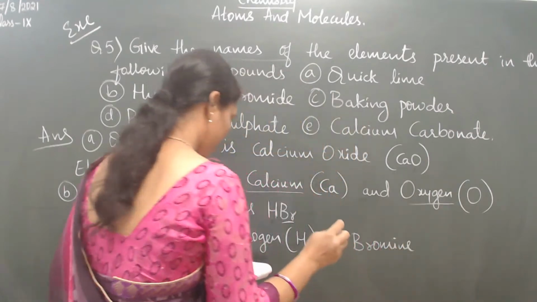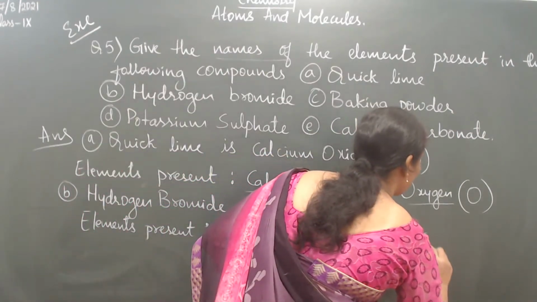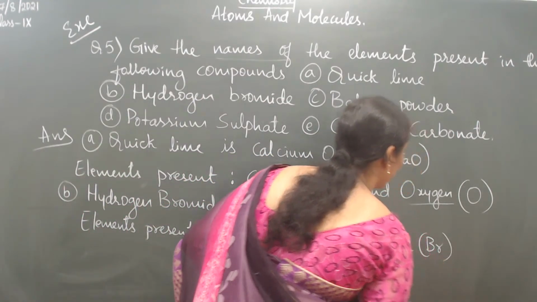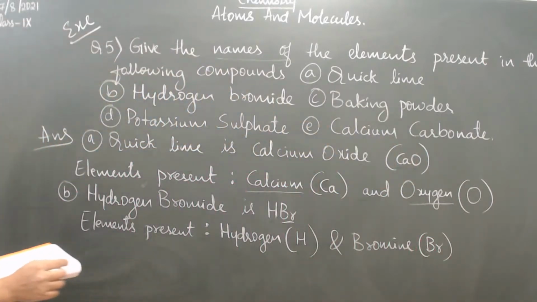It's very important to learn the names of the elements and their symbols. Okay. When you learn the symbol of the element, only then can you write the chemical formula and also the names of the elements which are present in the given examples. So what you have to do is learn the symbols for the elements. Next one, third one.